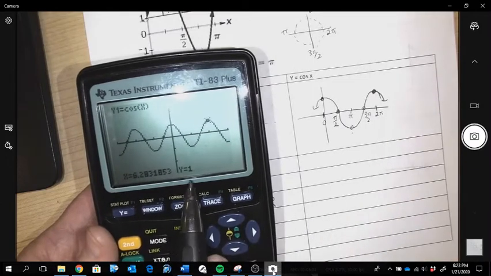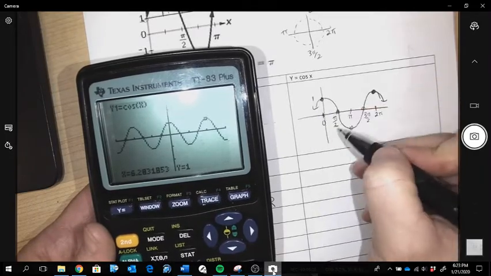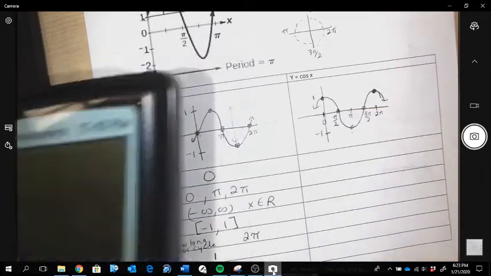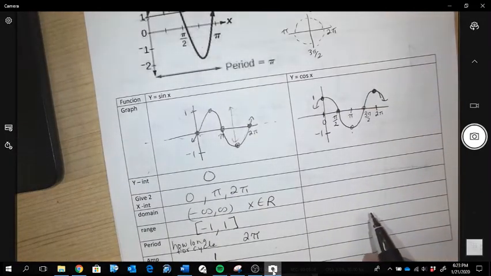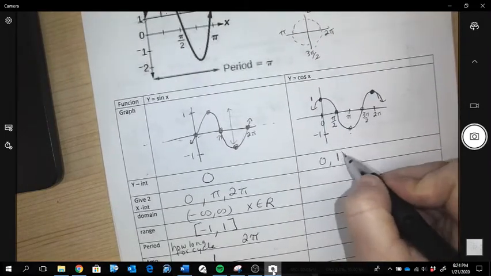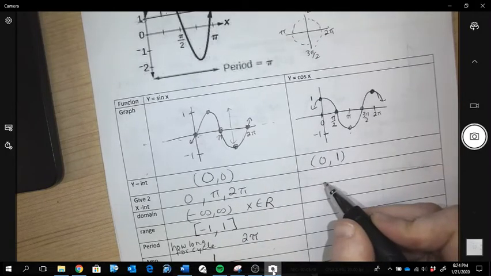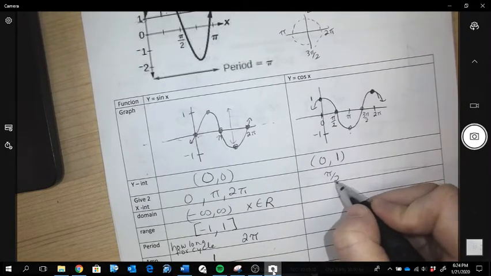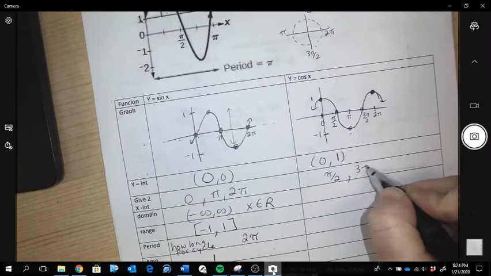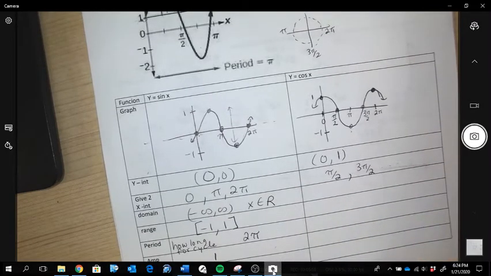And what are the heights there? The height is 1. And then the low height was -1. Okay, so now my y-intercept is 1. So I could write that as a coordinate. Your x-intercepts are pi over 2, 3 pi over 2. Okay, you would keep going, but it just says to give 2.